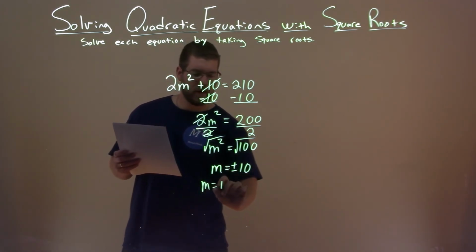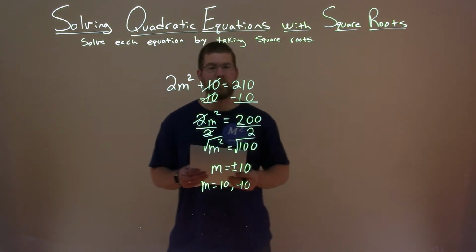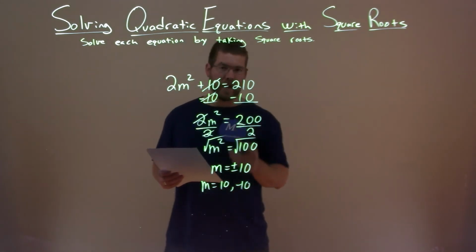So m equals a positive 10 and a negative 10, and both of those numbers, when plugged into our original equation, will make it true. So again, our final answer is m equals 10 and negative 10.